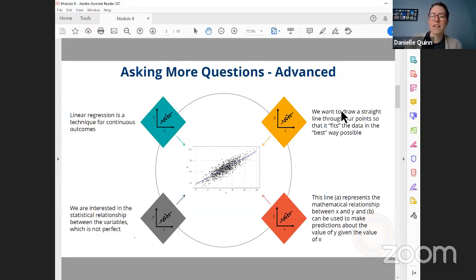And the goal here is that we want to be able to draw a straight line through our points so that that line fits the data in the best way possible. And so this line represents the mathematical relationship between x and y. It's really this mathematical statistical relationship between the variables that we're interested in. So it's not going to be perfect. Not every point is going to fall exactly on the line, but we can use this line to make predictions about y given a particular value of x.